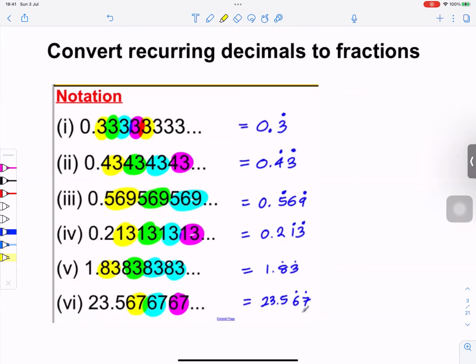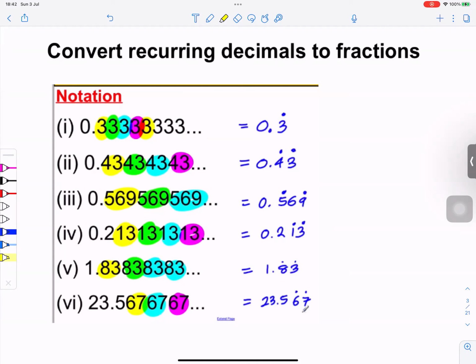Next one. Five, six, and nine are recurring, so we put dots on them. But look at the dots. The six doesn't have a dot. So where did we put the dot? On the recurring numbers. Yes, the six is recurring. We didn't put it on the six. Do you know why? No, I don't know. Okay.